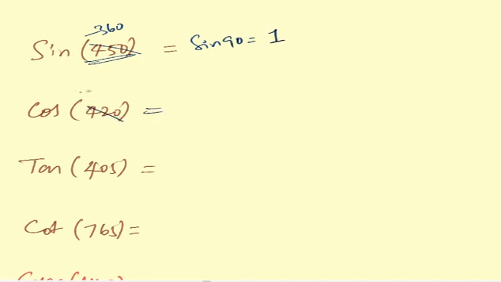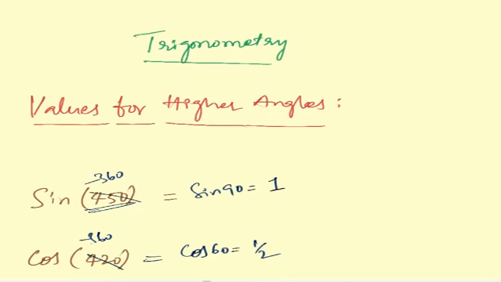Then what happens to cos 420? Again you subtract 360 from it. When you subtract 360, it will be 60, so the answer will be cos 60. Cos 60 is how much, friends? It is equal to 1 by 2. That is how simply you can solve the problem. Similarly, subtract 360 and you get 45 degrees, so it becomes tan 45. What is tan 45, friends? It is again 1.